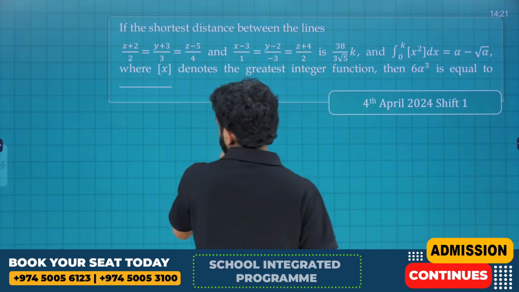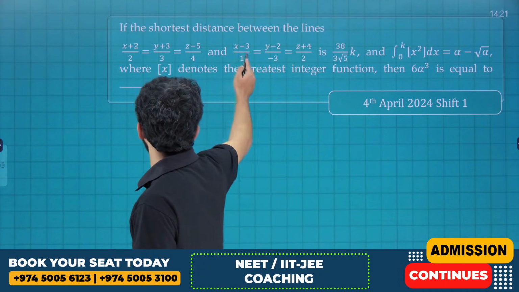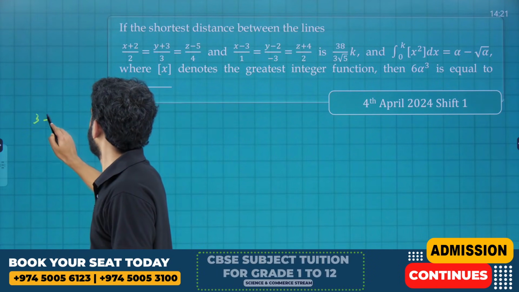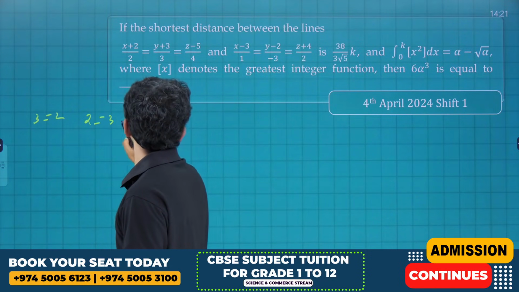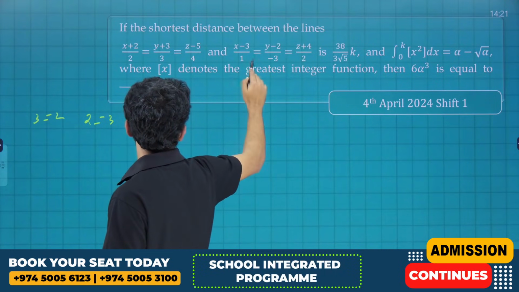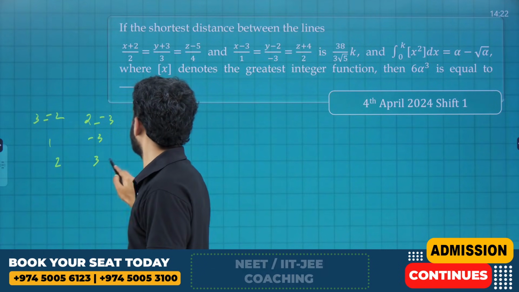Shortest distance between 2 lines. Very easy. Skew, the formula of skew lines, it will be like, let's start from here. That is 3 minus minus 2 and 2 minus minus 3 and minus 4 minus 5. Okay, we started from here, right? That is 1 minus 3 2, 1 minus 3 2, 2 3 4.